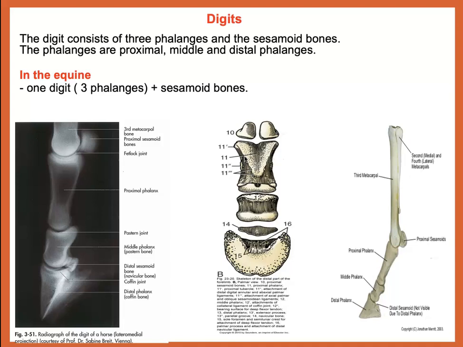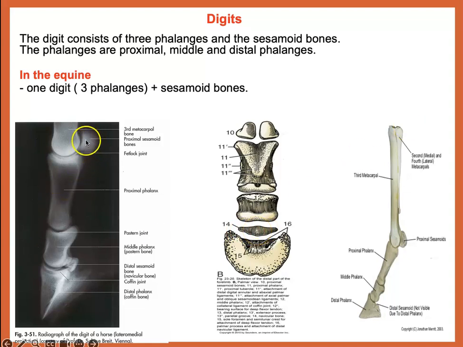Right, the digit in equine: 3 digits, right? 3 digits plus 3 sesamoid bones. If you look here, this is the proximal sesamoid bone, 2, and then we have the first phalanx, and then the middle or second phalanx, and then the third phalanx, and then we have the navicular bone here, the third sesamoid bone. So we have 2 proximal and 1 distal. This distal one is known as the navicular bone in case of the equine.